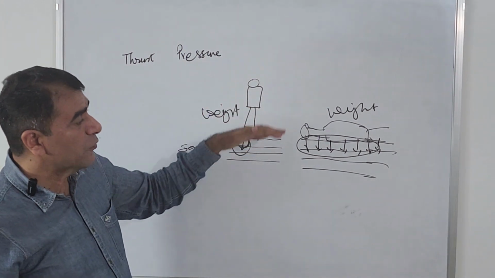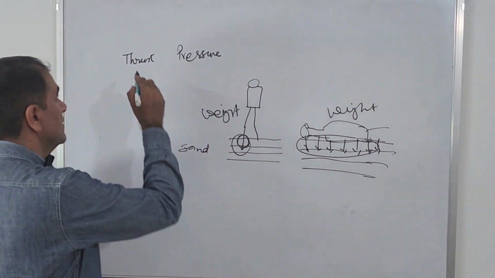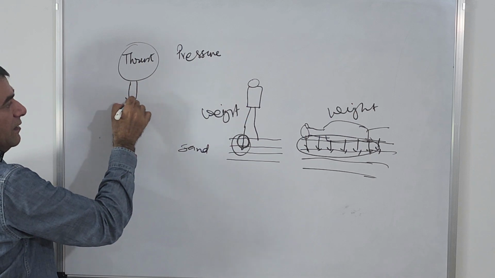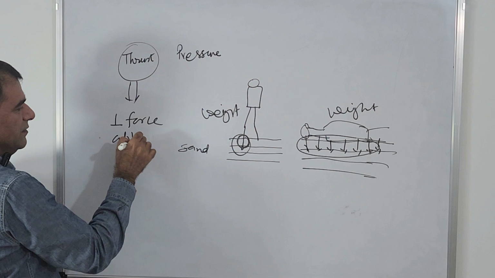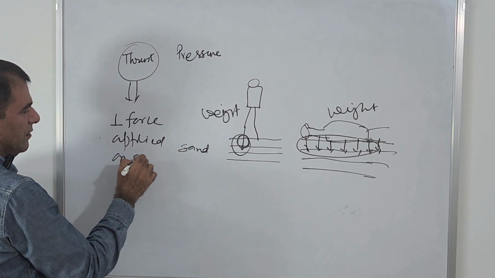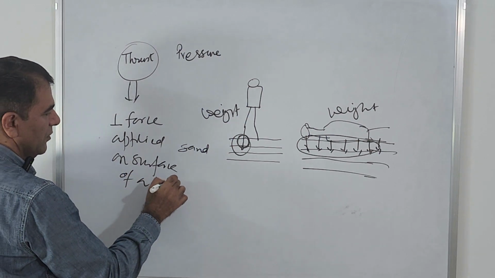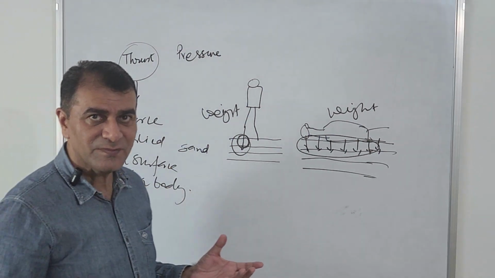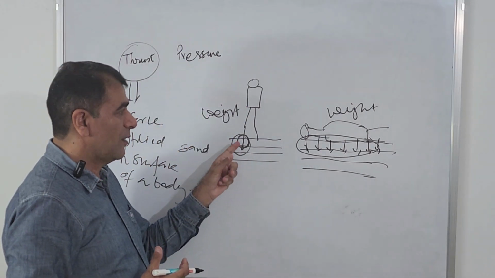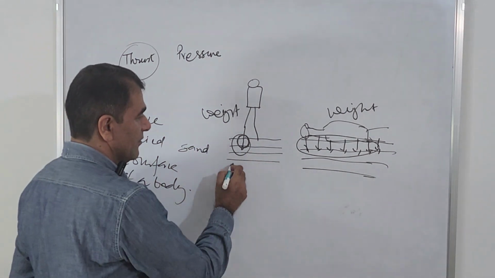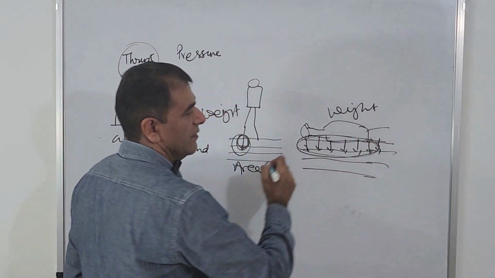So, this perpendicular force applied on any object is called thrust. Thrust is nothing but perpendicular force applied on the surface of a body or the surface of an object, right? So, in this case, we saw another parameter other than force, and that was area. This is the area. This one is the area.